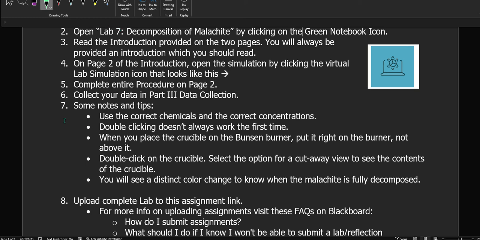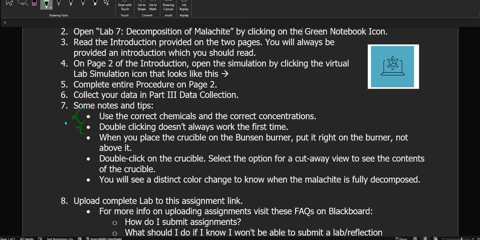Now, some general notes and tips just to remind you once again, because some of these are repetition at this point. So if you've seen some of these notes previously and you're like, hey, didn't we already talk about that? Just reminding you. So use the correct chemicals and correct concentrations. That's just a general reminder as always. Just make sure to start off with the correct chemical. For example, if you're not actually starting with malachite, you complete the entire procedure, you're not going to get the results that you're aiming for.